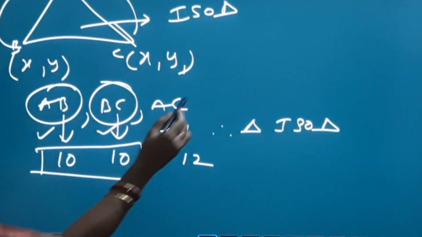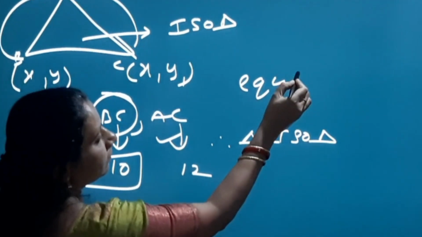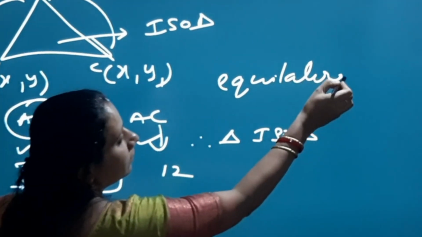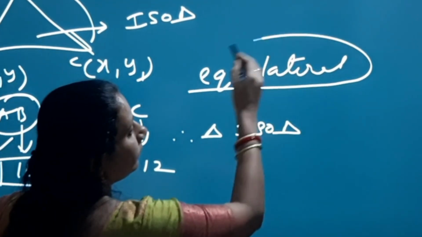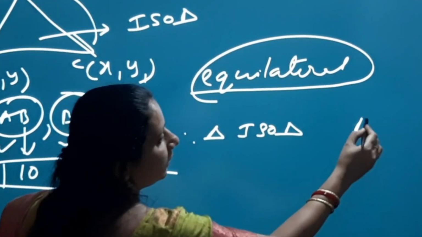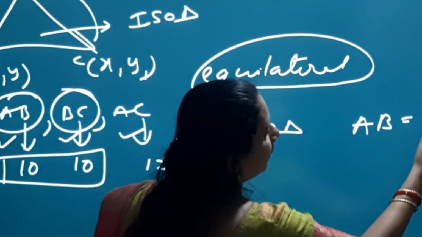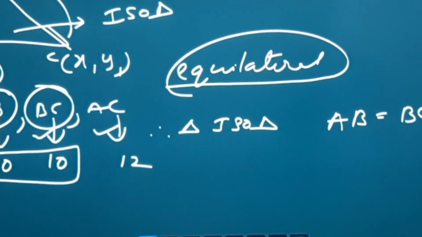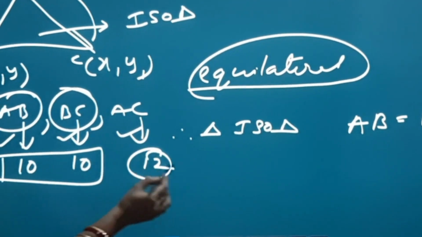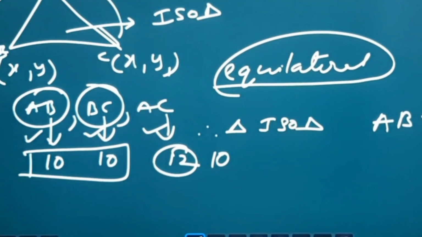In case they ask to prove it equilateral, you all already know what an equilateral triangle is. For equilateral, we need to make all the three sides equal. That is AB equal to BC equal to AC. All the three sides will be equal. So in that case, we need to get all the three answers equal.